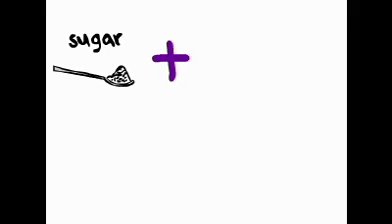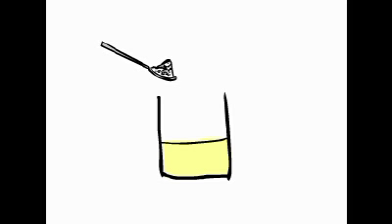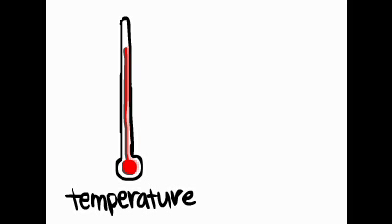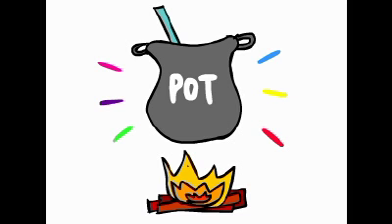What happens when sugar is added to water? The solid sugar crystals are dissolved in a solution. When it contains as much dissolved sugar in it as possible, it is saturated. Saturation point is affected by temperature. The higher the temperature, the greater amount of sugar that can be held in the solution. This is why the solution is heated as sugar is added.